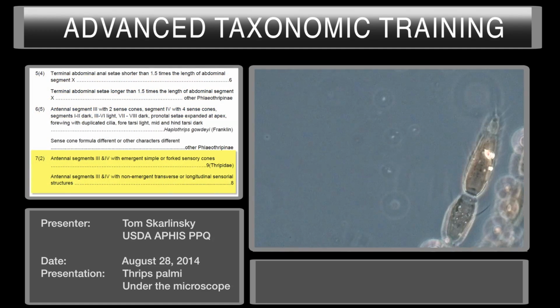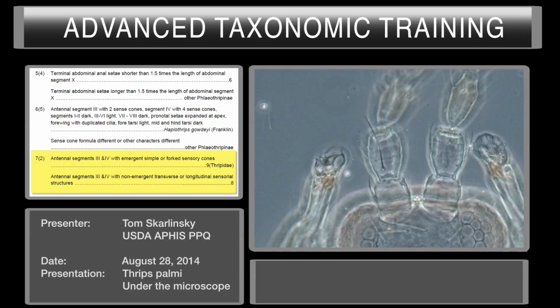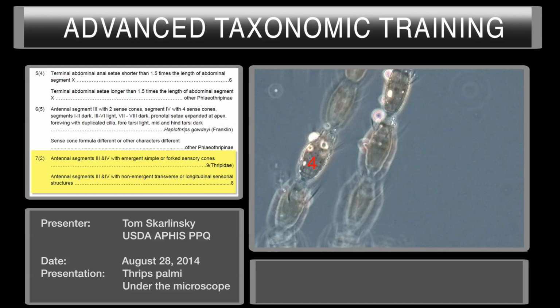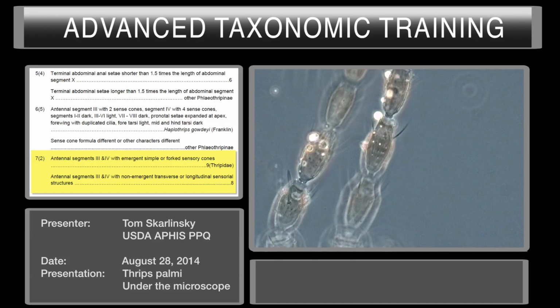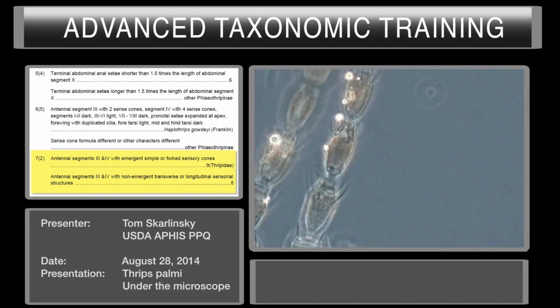And let's take a look at the antennal segments 3 and 4. Okay, let's go ahead and we'll do a little counting here. There's segment 1, 2, 3, segment 4. So what we want to do is look at the sensory cones. Are they emergent? Do they come out of the antenna, or are they integrated into it and part of the actual antennal segment? Let's look at that one on antennal segment 3.